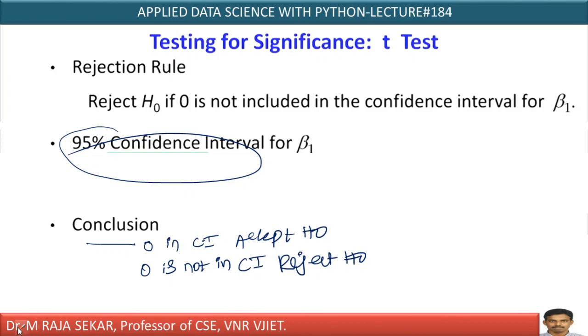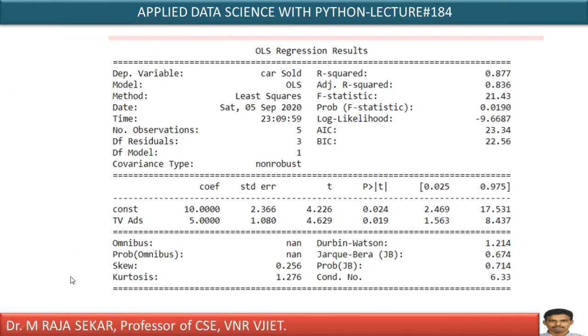How can I do it? We will try to understand. How can I calculate the 95% confidence interval? What is my formula for calculating it? B1 plus or minus t alpha by 2 into SB1. What is my B1 value? My B1 value, for TV ads, the independent variable, is 5, plus or minus t alpha by 2. I have shown 3.182, that is the table value.